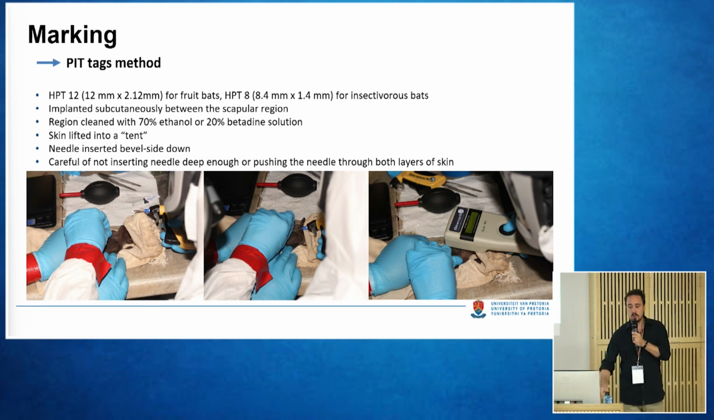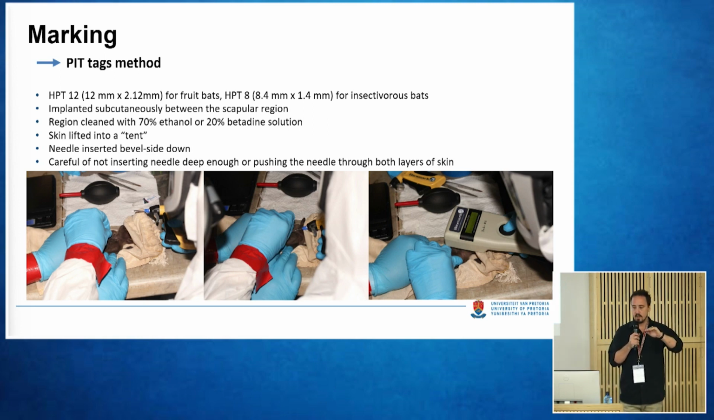So the method used to do this, we use 2 different tags. For the fruit bats, we use a 12mm tag. For the insectivorous bats, we need an 8mm tag. And these tags are implanted subcutaneously, so just beneath the skin, between the scapular region of the bat. Before we start, we first clean the area thoroughly with 70% ethanol or betadine solution. And then you basically lift the skin of the bat into a little tent and put the needle in there and then apply the tag.